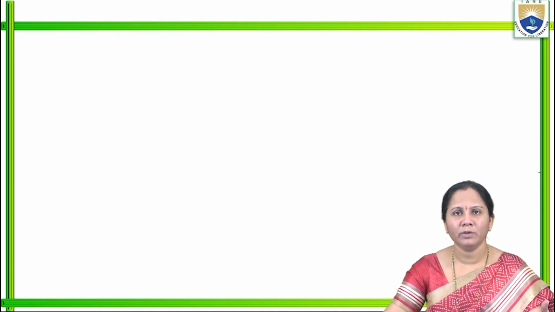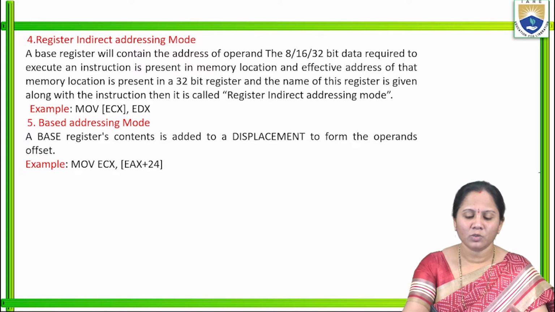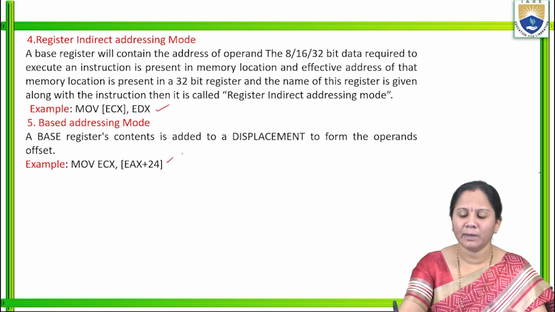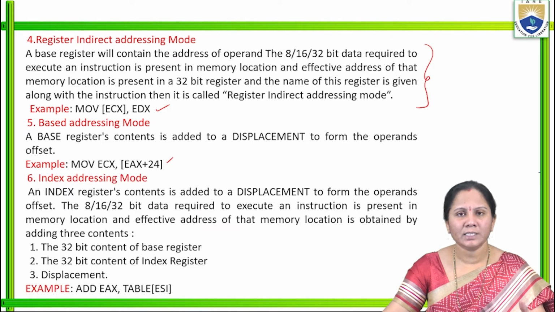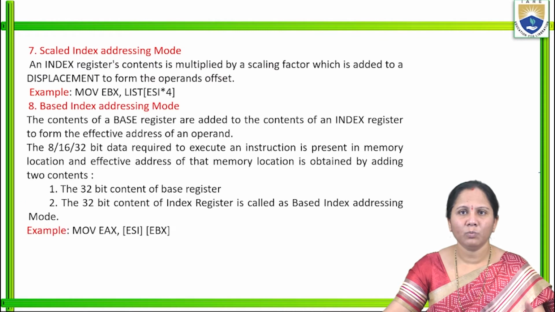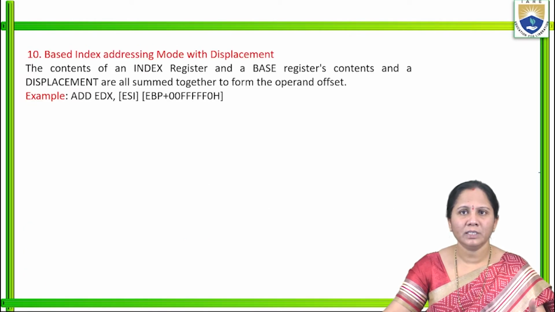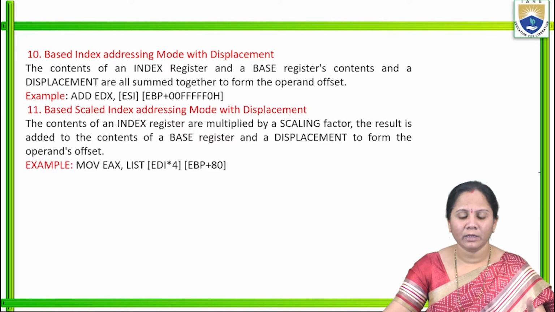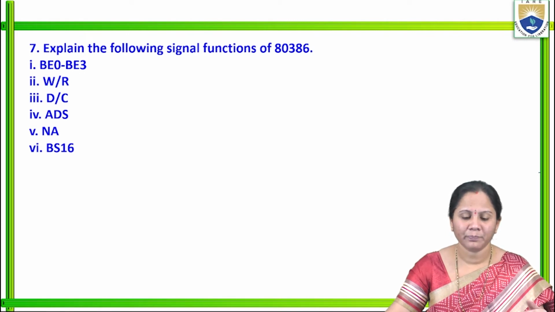Next, direct addressing mode, register indirect addressing mode, and based addressing mode. So for each addressing mode we have to write the example along with the function. And indexed addressing mode, scaled index addressing mode, based index addressing mode, and based scaled index addressing mode. So all these are different. Based index addressing mode with a displacement and based scaled index addressing mode with a displacement. So all those are different addressing modes that are available in the advanced microprocessor.